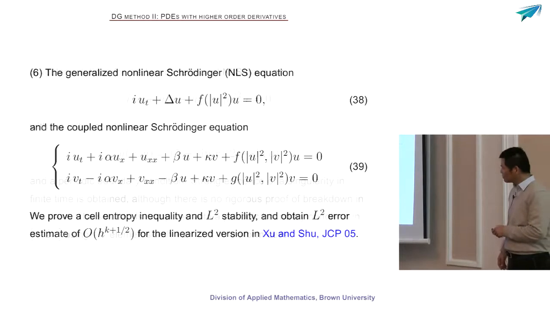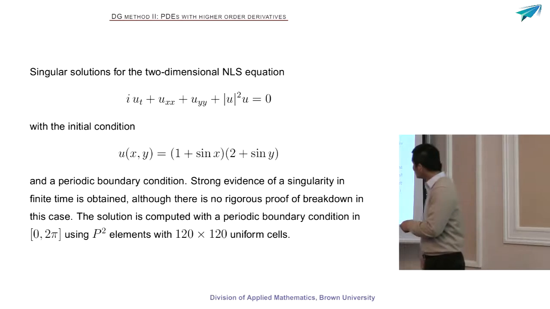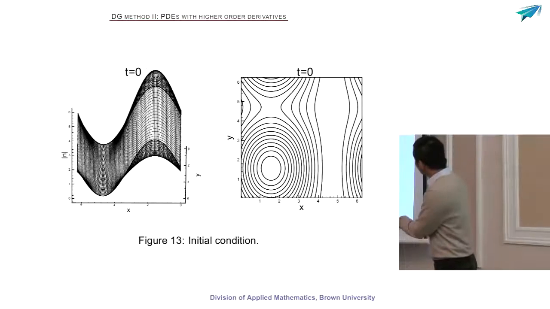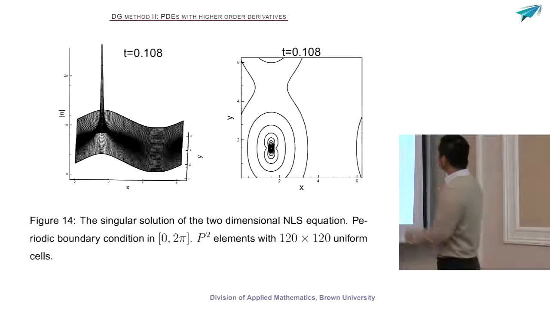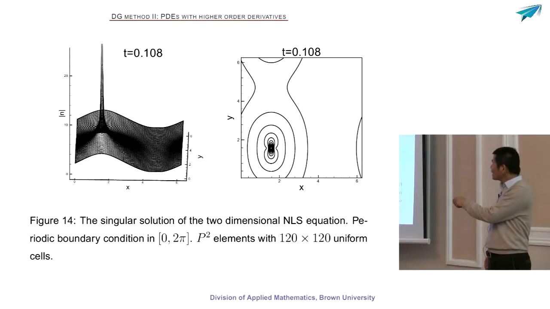L2 error estimates, sorry. The good news here is that for the nonlinear Schrödinger equation of this kind of nonlinearity, you can actually have blow-ups of the solution at a finite time. So this is known. For example, from this very nice initial condition, you can get this solution, right? In finite time, at 0.108, you get actually a blow up of the solution at a single point.